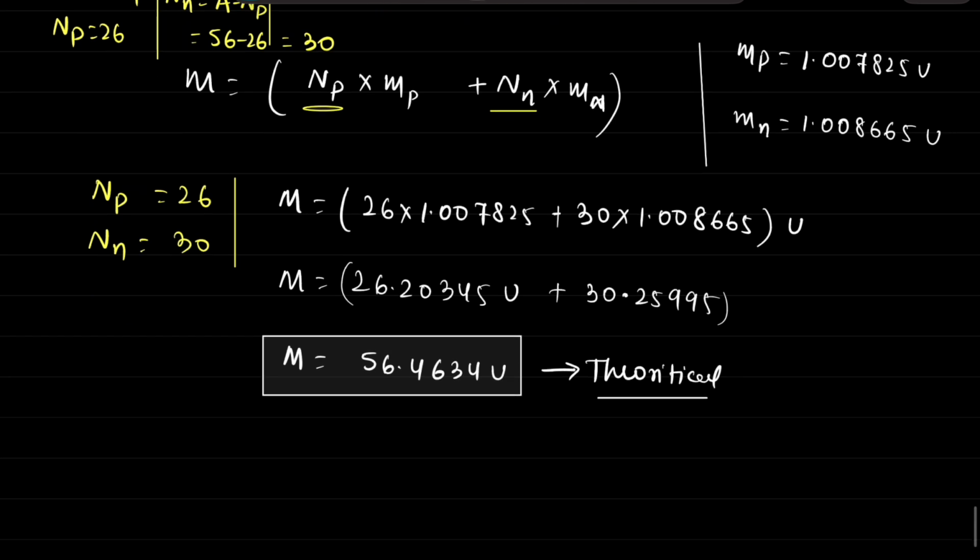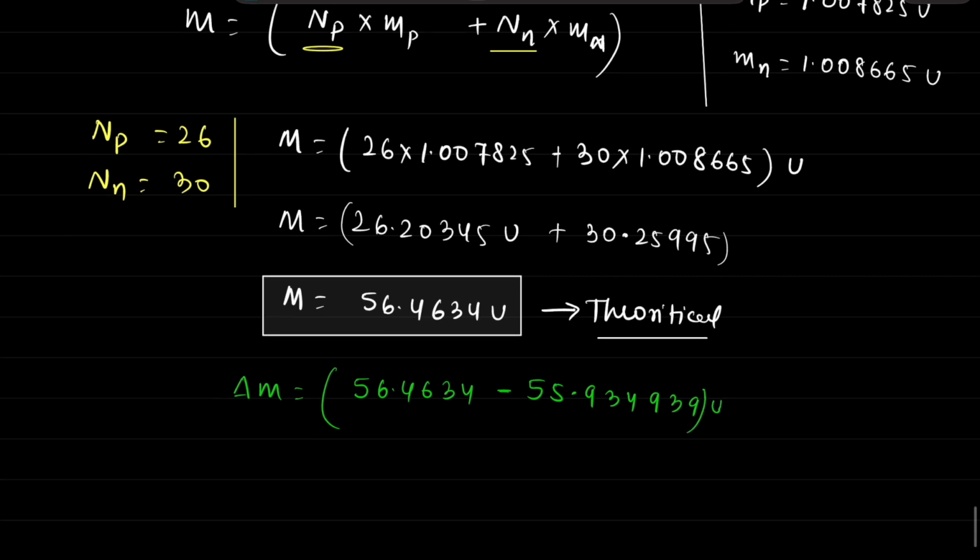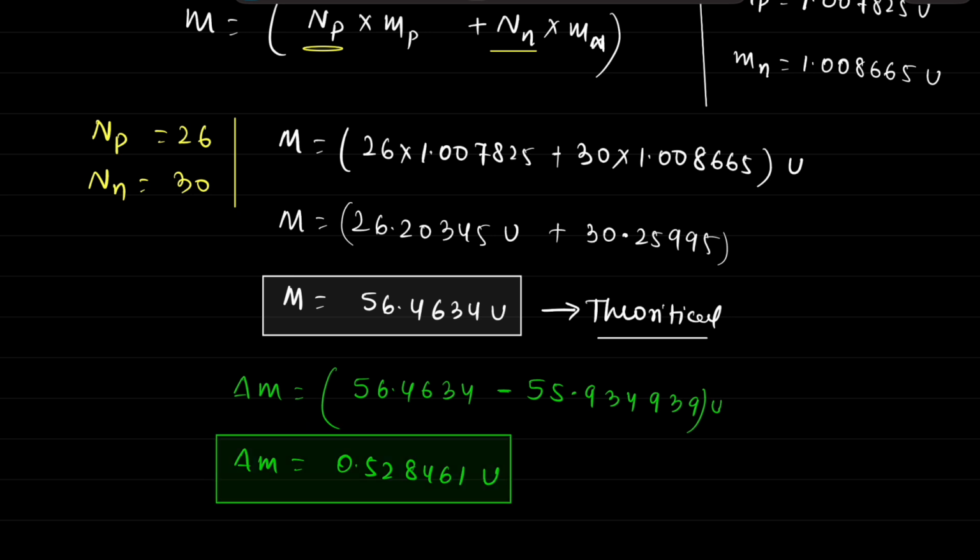And we have the experimental value. Based on that, we can write delta M is equal to the theoretical value 56.4634 minus the experimental value, which is given as 55.934939 U. So delta M is equal to 0.528461 U. This is our mass defect value.